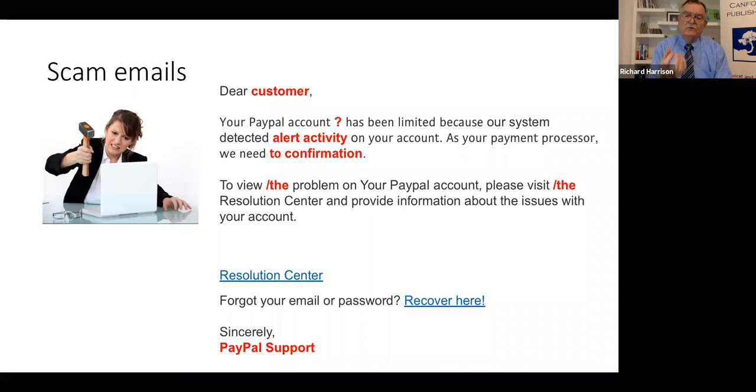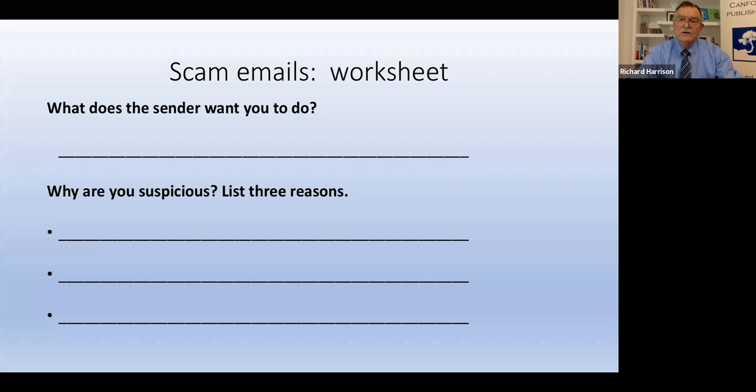So what do they want you to do? Well, in this case, they wanted me to click on the links, and I decided, no, I wasn't going to do that. How can we make use of this with our students? Well, I've come up with a worksheet that could be used with almost any email, but you might want to tailor them for specific emails. But this is a general one. So what does the sender want you to do? They want you to click on a link, or they want you to reply, or they want you to send bank details, or they want you to send money.